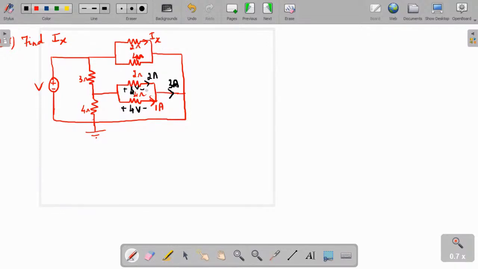Yes, is it clear? Okay. So here what is the voltage? Okay, I didn't give the voltage. If you have solved it, post the answer.